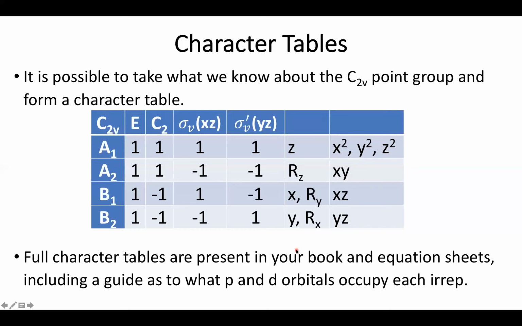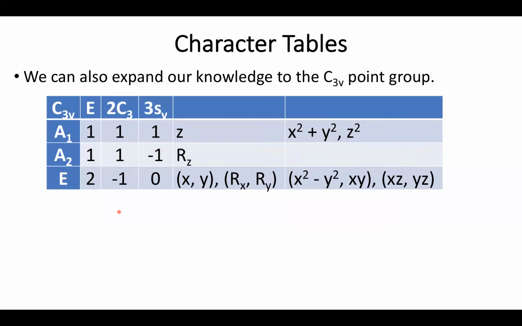And again, this includes a guide as to what p and d orbitals are occupying each of our irreducible representations, even for rather larger point groups. So this is actually going to be a huge aid. Now we can examine this same process as we go to our other familiar friend, our C3v point group, which again, in this case, only has 3 classes, which means it only has 3 irreducible representations.